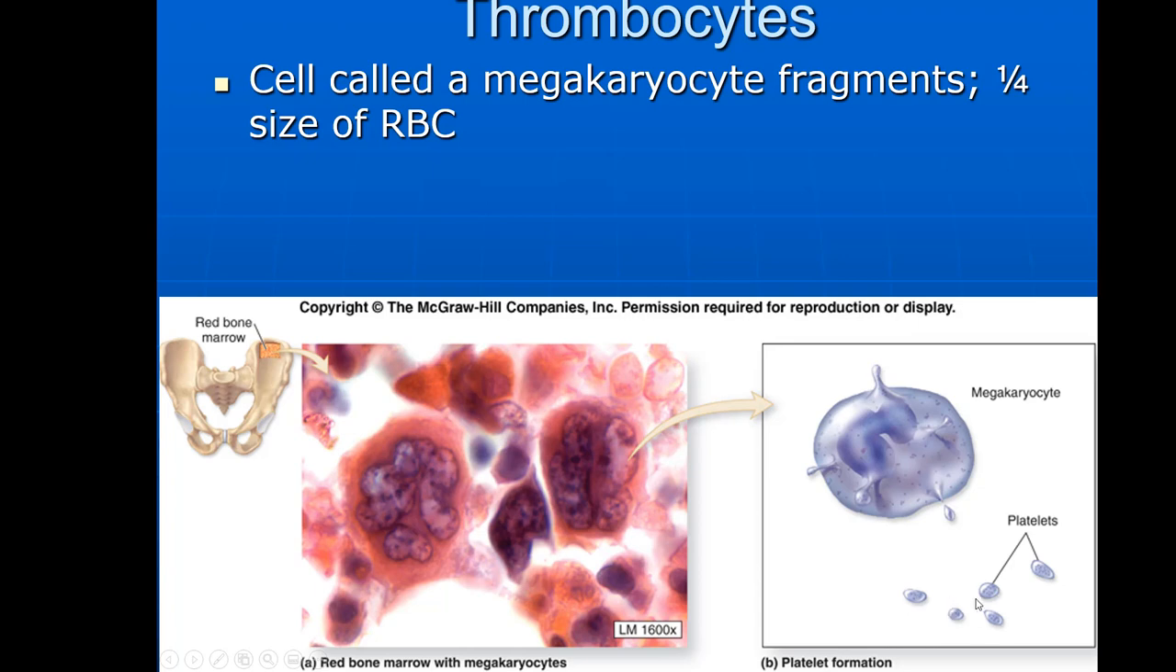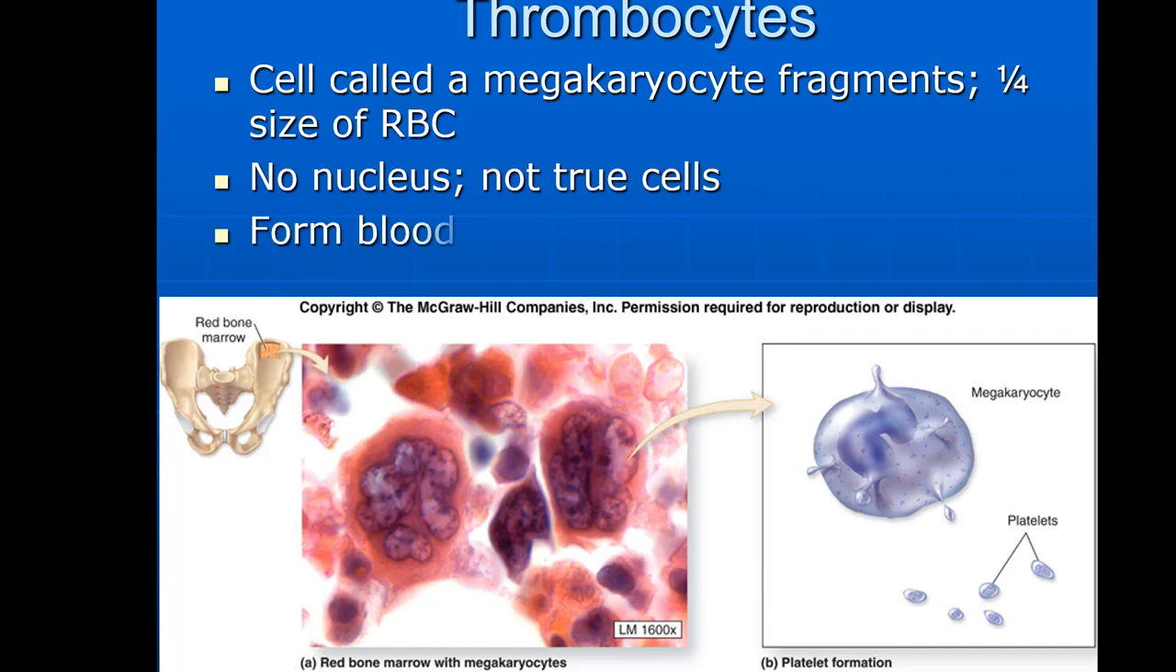They're platelets. So when you say thrombocytes, the cyte means cell, it's actually not completely correct because they're not true cells. They're like fragments of cells. So they don't have a nucleus, they're not true cells, but they form blood clots. They prevent you from bleeding too much, and they make the blood clot.